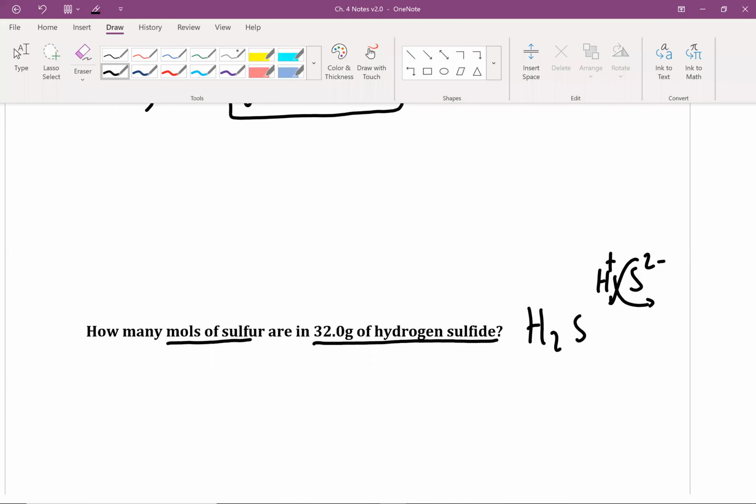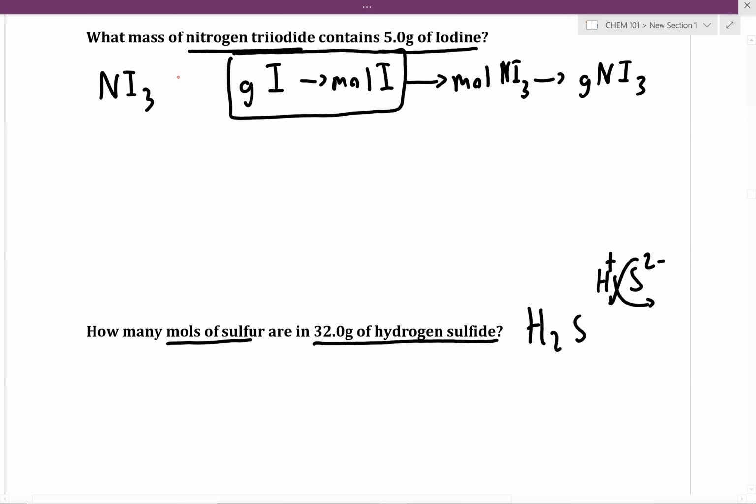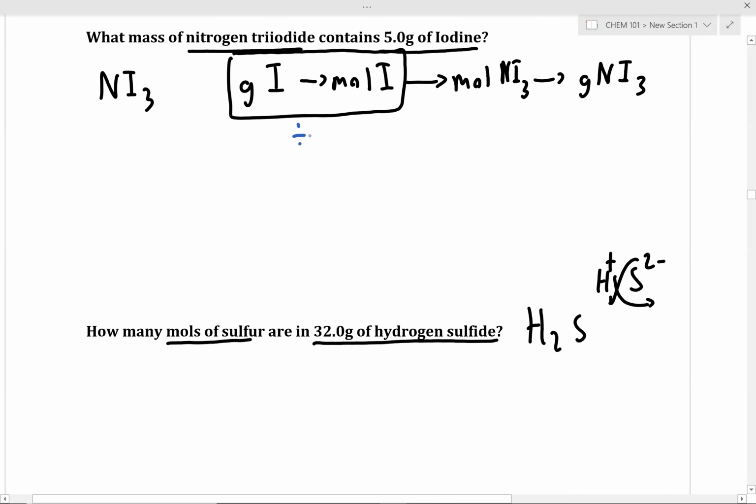So just to highlight the conversion factors in each step. For step number 1, we're going to divide by the molar mass of iodine. For step 2, we're going to use our formula ratio. And then finally, for step 3, when we want to go from the moles of nitrogen triiodide to the mass, what do we multiply by? Molar mass. So we're going to multiply by the molar mass of nitrogen triiodide. Does that make sense to everyone?